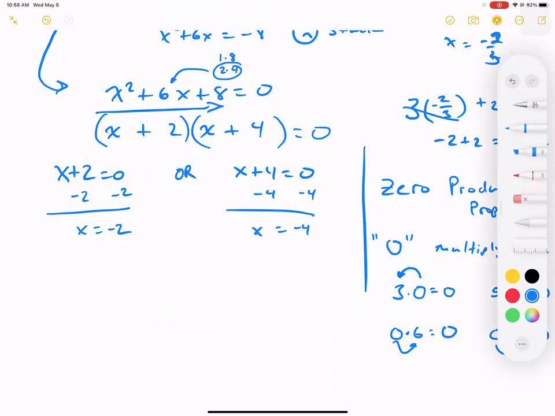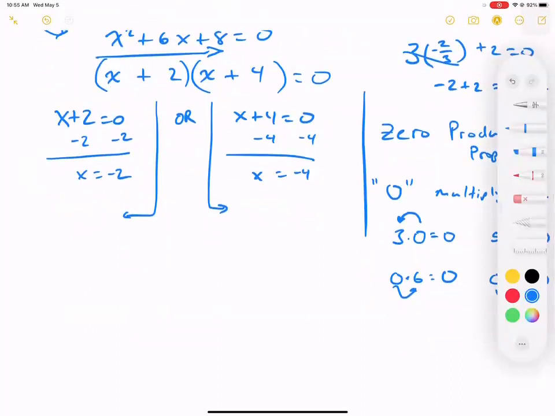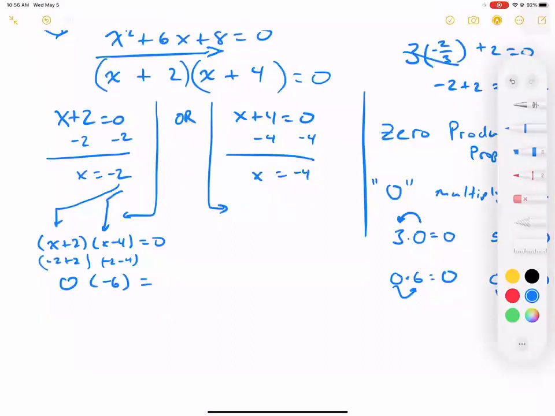Now, we end up with two solutions here. Let's talk about why these solutions are important. Let's check them. We're going to check them in our factored form, and this is our easiest way. x plus 2, x plus 4. If we plug in negative 2 here, negative 2 plus 2, negative 2 plus 4. If I spend the time and do the work, 0 times 2. What is 0 times 2? 0. We're happy with that.